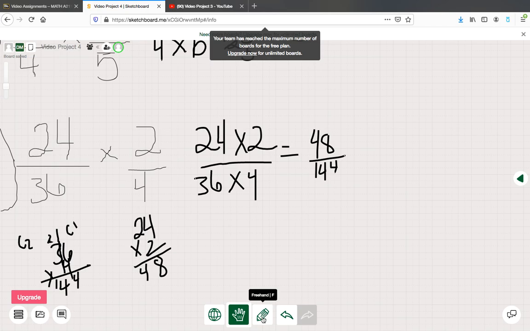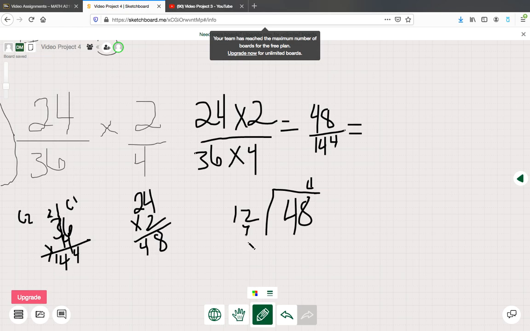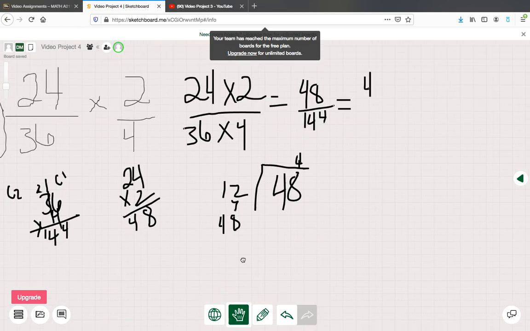So this looks like it could be simplified. We're going to do a little division down here. We're going to go 48 divided by 12. This is a 4. So if we do this, 4 times 2 is 8. 4 times 1 is 4, so we're correct. So this is going to simplify down to 4.